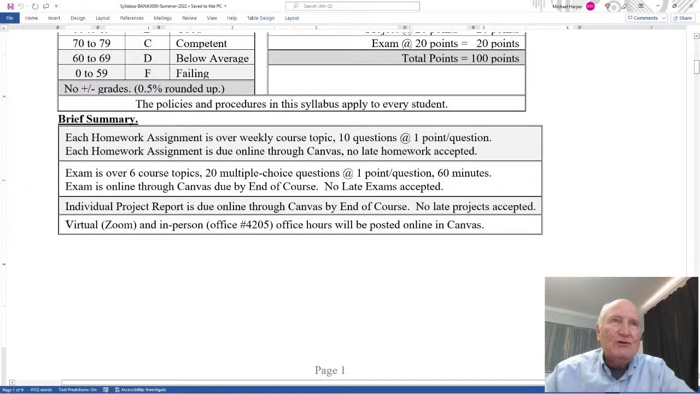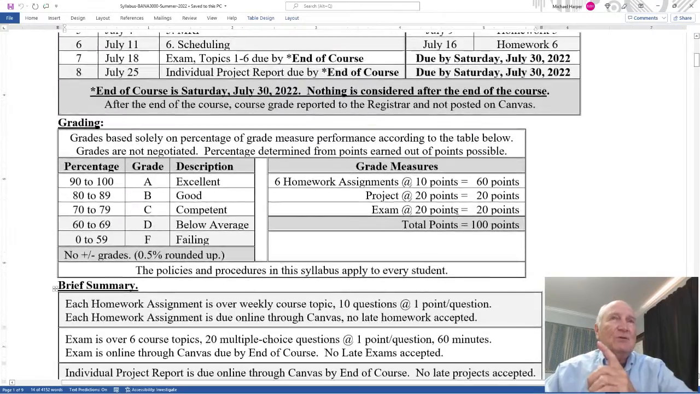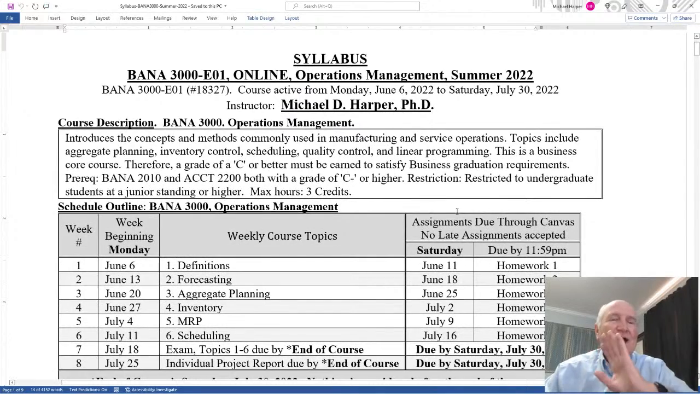Now we'll have virtual Zoom office hours, and in-person office hours will be posted online in Canvas. So there's the overview. Let's go to Canvas. Let's bring Canvas up.